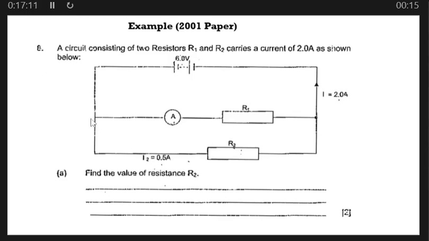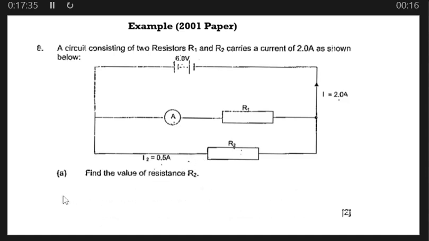Again, they are saying A, find the value of resistance R2. So what will be the value of resistance R2 here, or resistor 2 here? For us to be able to answer this question, we must apply Ohm's law. Ohm's law states that voltage is equal to current times resistance. So it is this resistance that we need to know here. We'll make resistance the subject of the formula as R is equal to voltage over current.